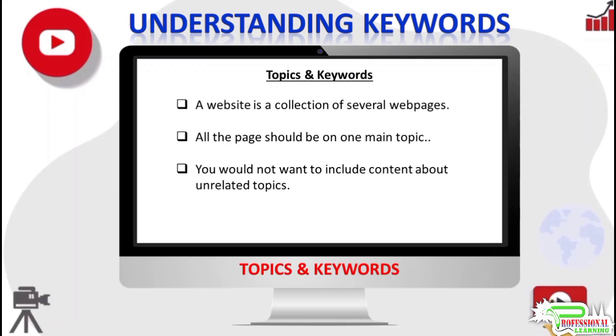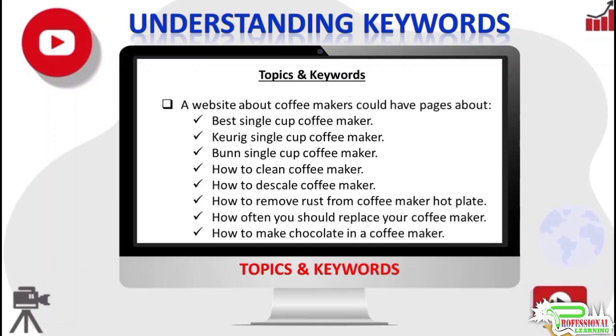The keywords should be related to the main topic. If our website is about coffee makers, then these are the examples. Each of these keyword phrases will have a dedicated page. These are all about coffee makers, which is the main topic of the website. You would not want to have articles not related to coffee makers on the website.